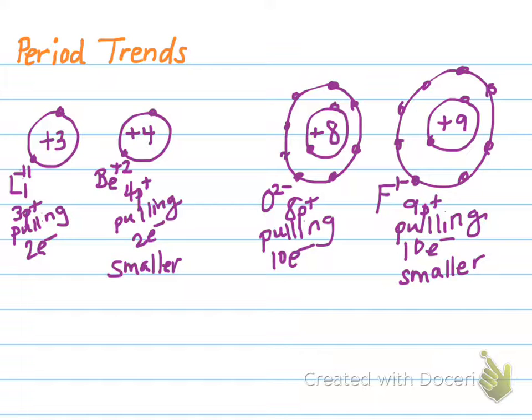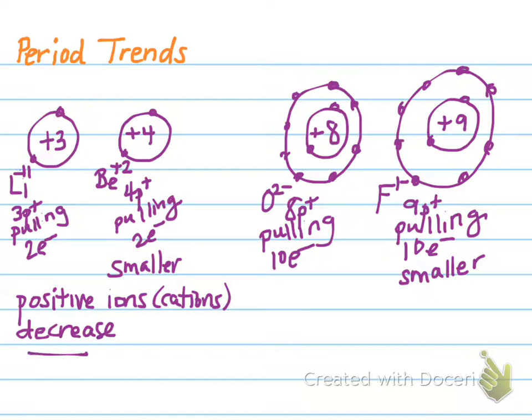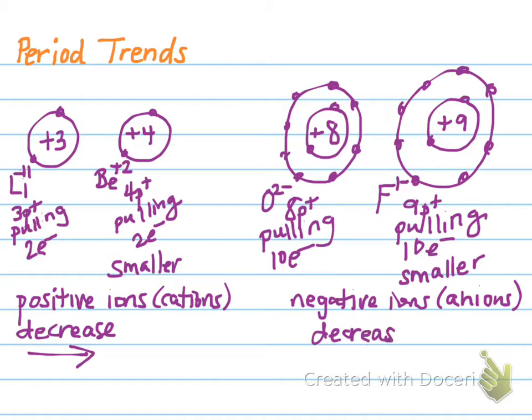So the positive ions, or the cations, decrease in size as you go from left to right across a period. And the negative ions, the anions, also decrease in size as we go from left to right.